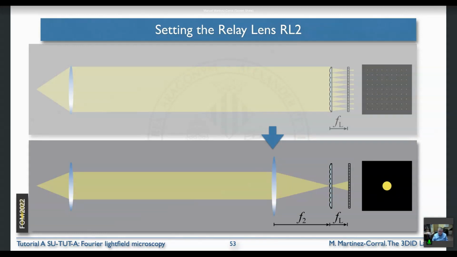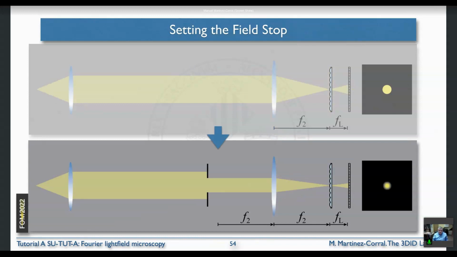Third step, we need to fix the position of the field stop. And the field stop should be at the front focal plane of the relay lens. So then you have to move it. Actually, you close it, you put it in a very close position, very narrow.